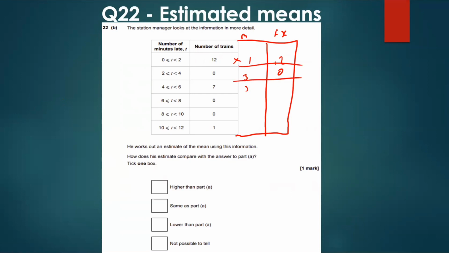Here, that's going to be 5 and 35. You can see what I'm doing, obviously. I'm working out the midpoint and the fx. That's going to be 7. That's going to be 0. And that's going to be 9. That's going to be 0. That's going to be 11. That's going to be 11.